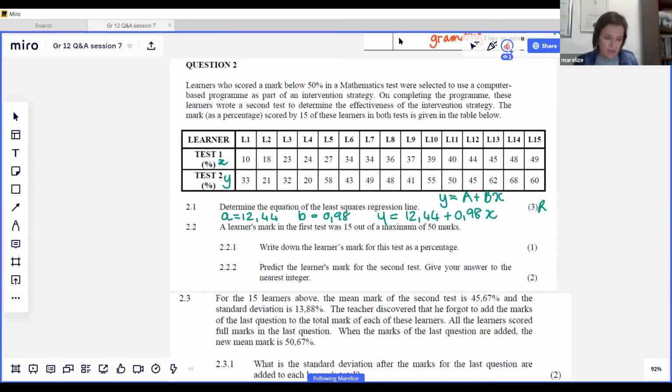Next question is definitely going to be related to our first question. We're not done with the regression yet. So a learner's mark in the first test was 15 out of a maximum of 50 marks. Write down the learner's marks for this test as a percentage. Okay, that's easy. 15 out of 50 times 100 will definitely get us there. And that's 30%.